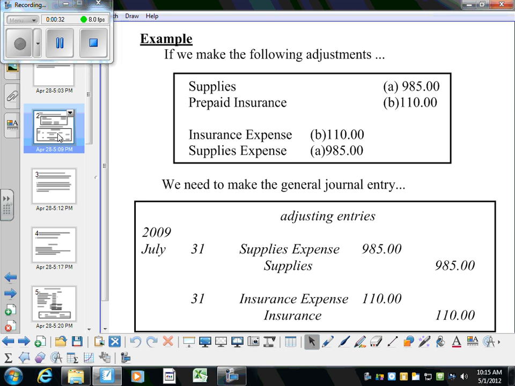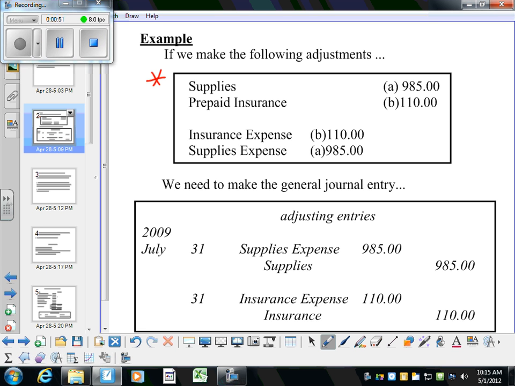Okay, so the top part here, I have just taken this right off of our worksheet. You see supplies has a credit of $9.85, supplies expense, debit $9.85, prepaid insurance credit $110, and insurance expense debit $110. So that is nothing new.